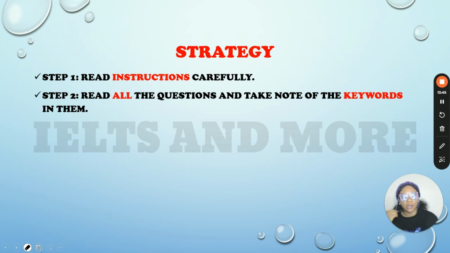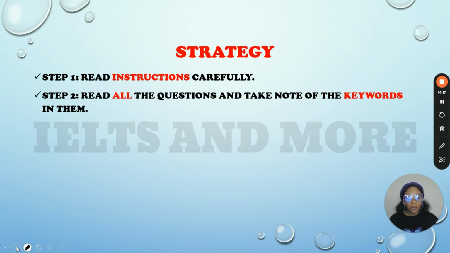If you're taking the paper-based test, you use your pen or pencil and underline the keywords in the questions. Keywords are literally just important words, words that tell you exactly what that question is asking. It could be nouns or verbs or anything, but just words that when you read them, you realize, okay, this word is important. So underline those words.